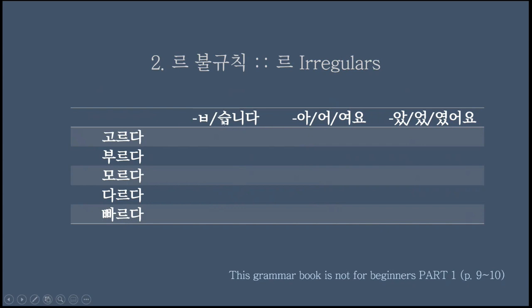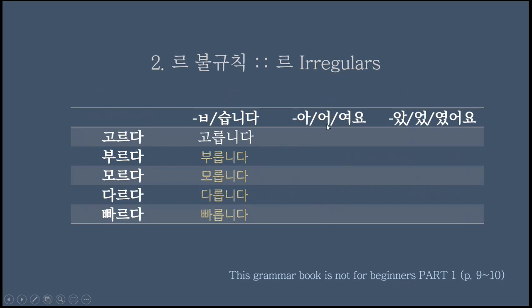Let's start with this formal, polite ending. 읍니다, 씁니다, 합니다. Because this goes regular. 자, 고르다, 고릅니다. I choose. 부르다, 부릅니다. I sing. 모르다, 모릅니다. I don't know. 다르다, 다릅니다. Something differs. 빠르다, 빠릅니다. Something is fast. Okay, these are regular conjugations, no problem.